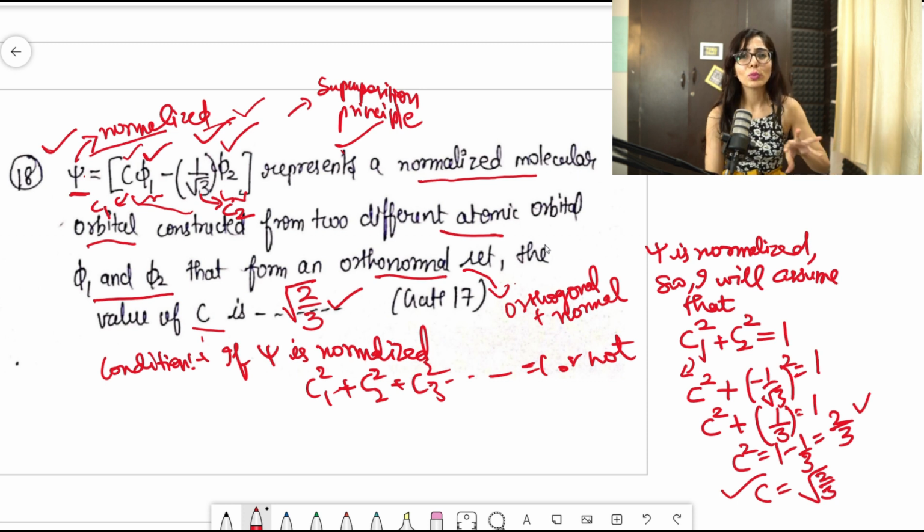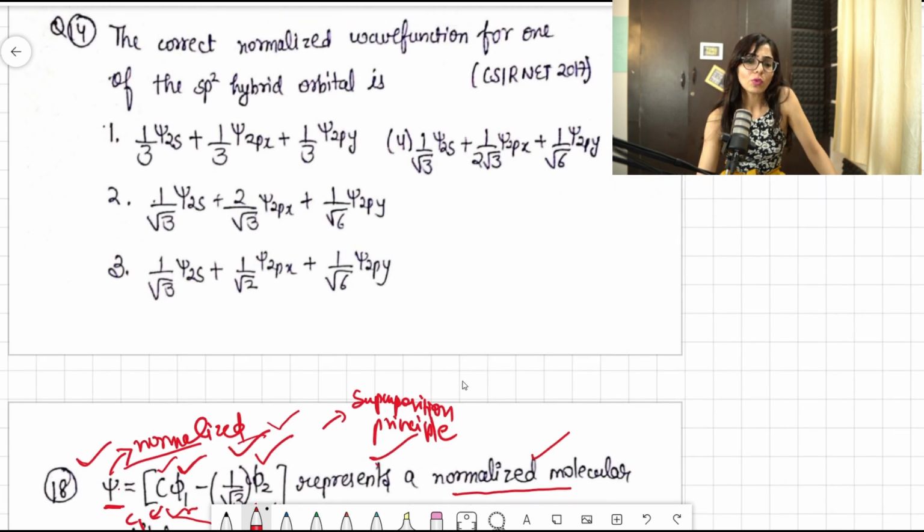So the examiner will not move ahead of that. So that is the only thing that you need to check, only one condition before proceeding, that is c1 square plus c2 square plus c3 square is equal to 1 or not, and then depending on what is asked in the question, you can proceed ahead. So you can see how easy these questions are. So without delaying, let's see one more question.